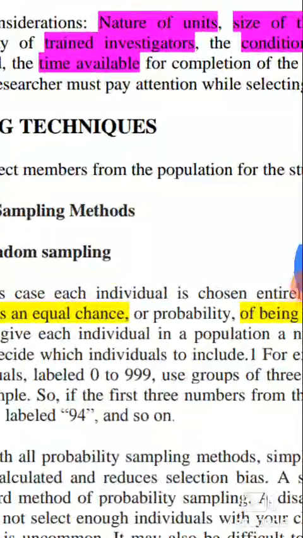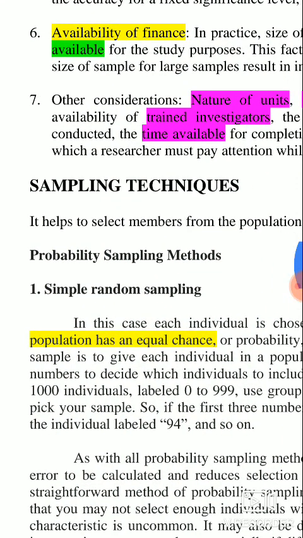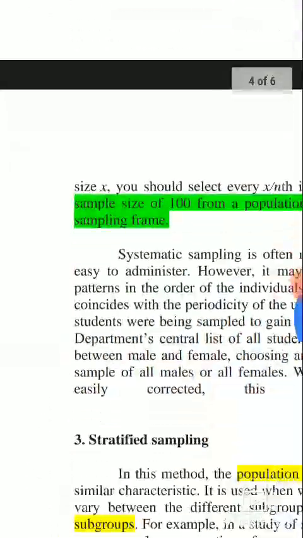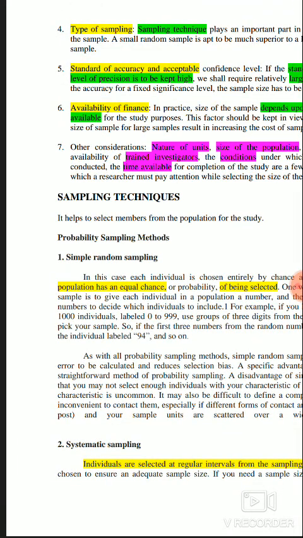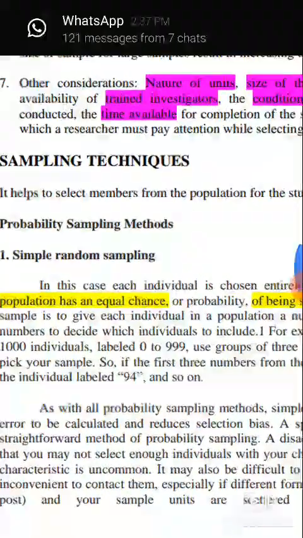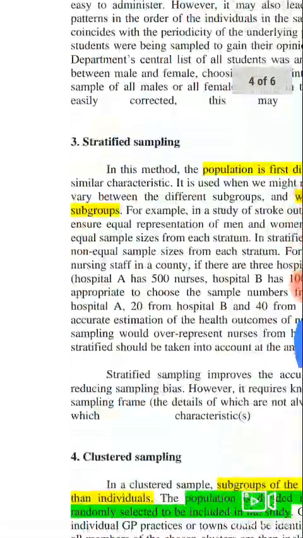Next we go to the important element of today's discussion, sampling techniques. It may be called a sampling method or sampling types, all are the same. These sampling techniques are categorized into two types, probability sampling and non-probability sampling. Under probability sampling, there are four methods.